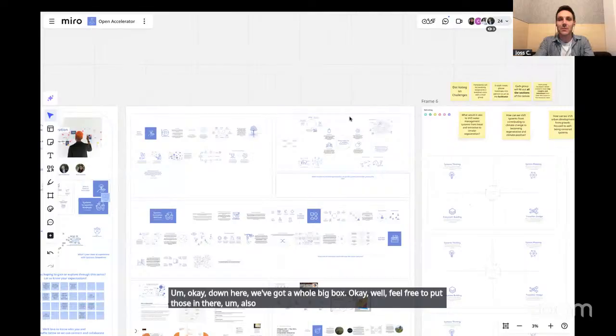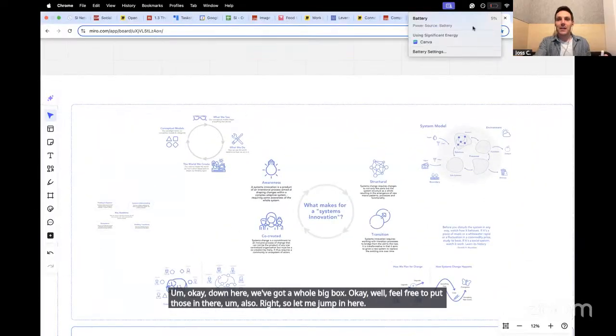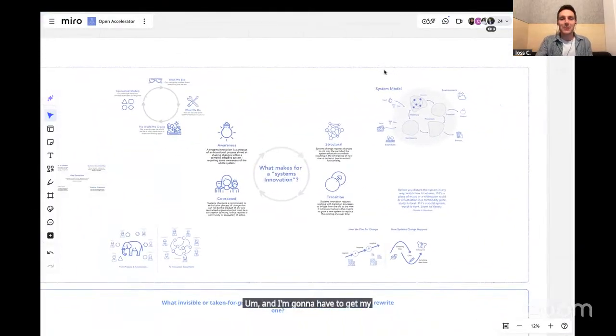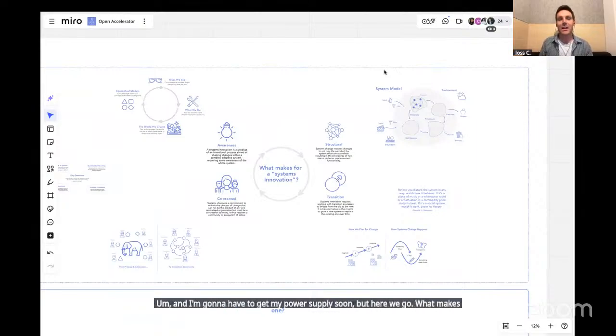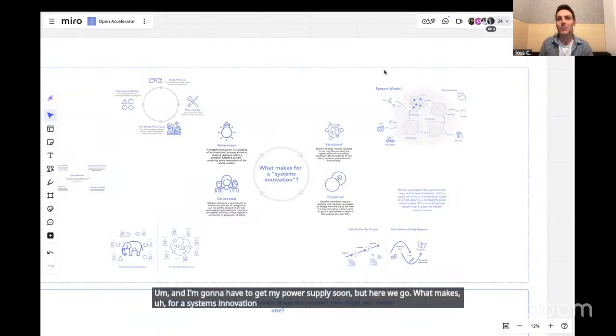So let me jump in here. And I'm going to have to get my power supply soon, but here we go. What makes for a systems innovation? So we're getting a bit more practical in terms of what do we actually do here? What does a systems innovation actually look like?